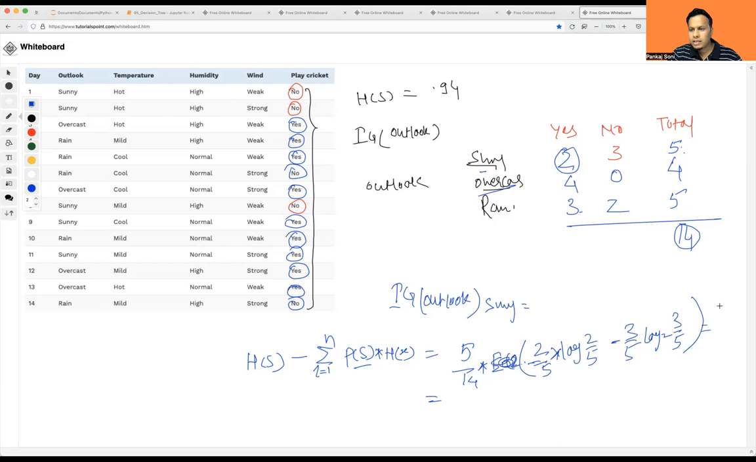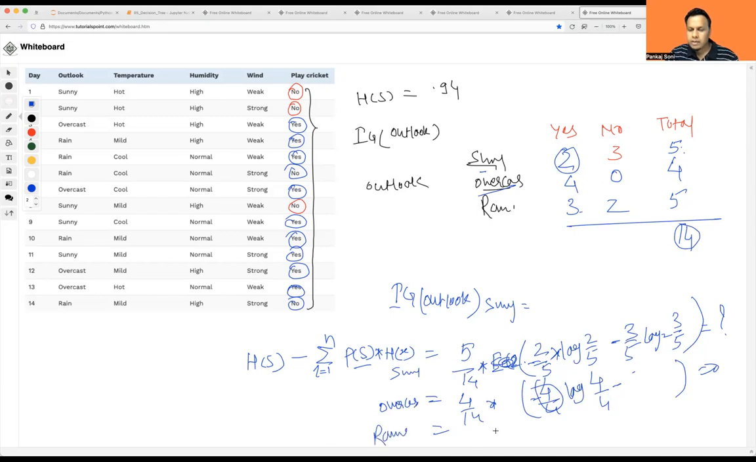So what is the value? We will get this, okay? Now for overcast we have 4 by 14 multiplied by total 4, 4 by 4 log 4 by 4, and minus, this will be minus. Anyway, this is going to be 0, okay? Because we have 0 multiplication. So I think this is going to be 0. Now next is for rain. So this is for Sunny. This is for overcast. This is for rain.